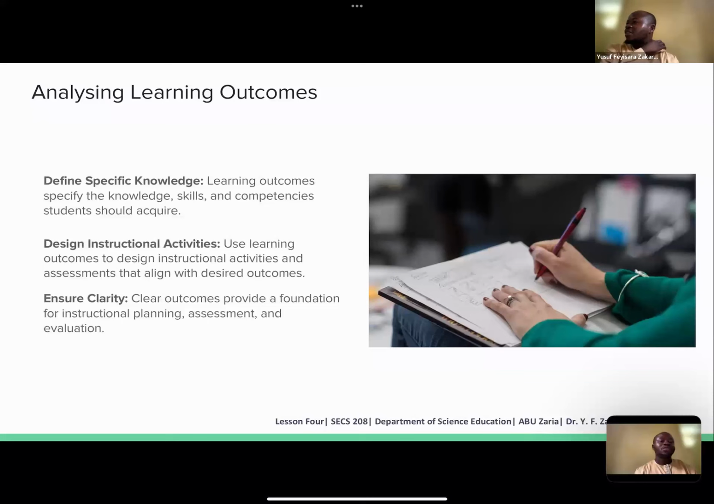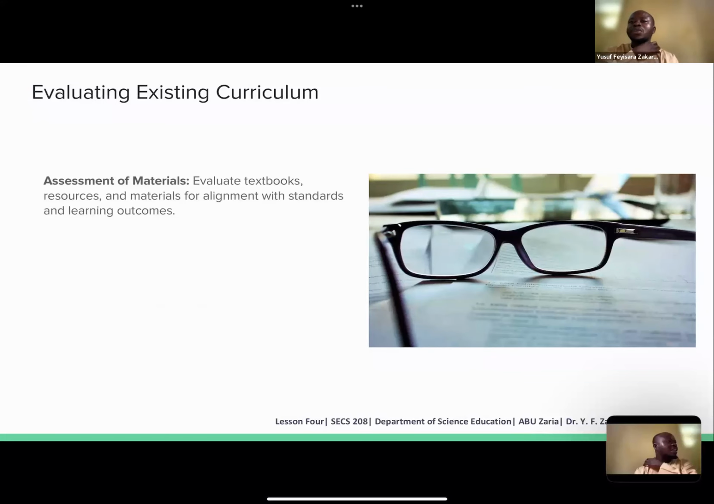Then you evaluate the existing one. Of course, you need to check, evaluate textbooks, resources, and materials for alignment with standards and learning outcomes. You see, for every publisher, they will tell you that we follow the national curriculum. We follow the national curriculum. Do they actually say the truth? So for you to know whether they say the truth or not, you take the national curriculum by the side, and you take the textbook, and then you make a match.